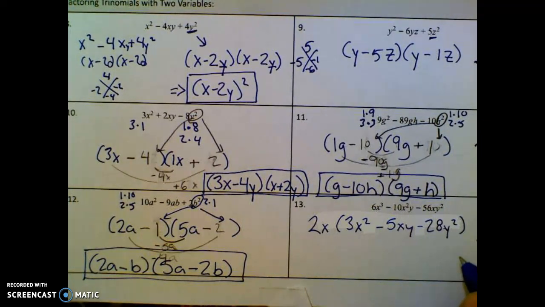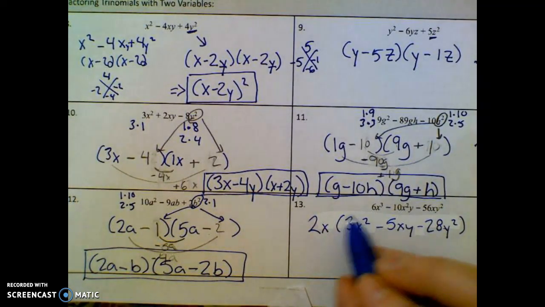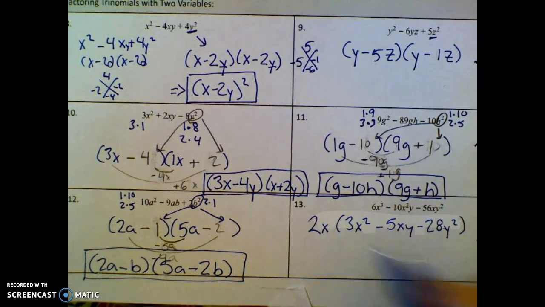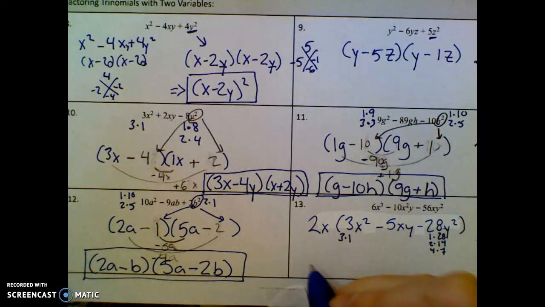So once I have that factored out, then this trinomial that's on the inside is kind of like what we have been doing, where we have a prime leading coefficient, but we have a couple different options. So you're going to have to go through and just test those guys. So I'm going to go ahead and write my factors, 3 and 1, 1 and 28, 2 and 14, 4 and 7. I'm going to try the low ones. Hopefully we get lucky on the first try, because I don't have much space.